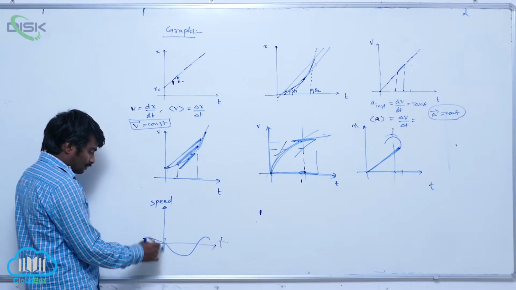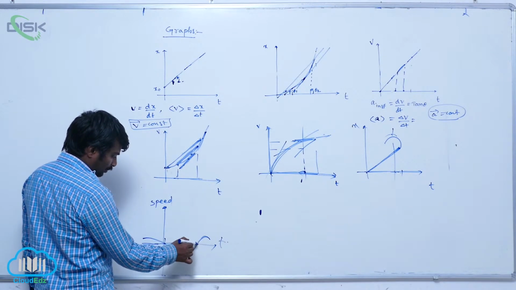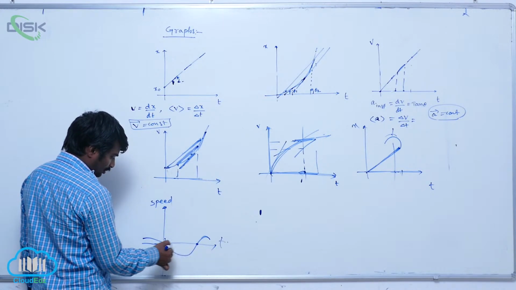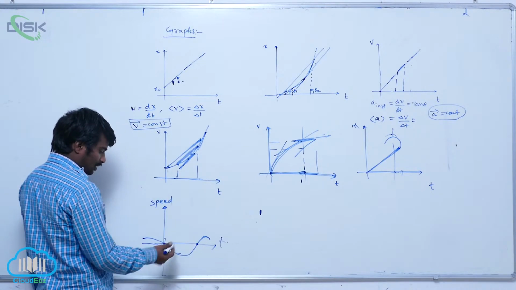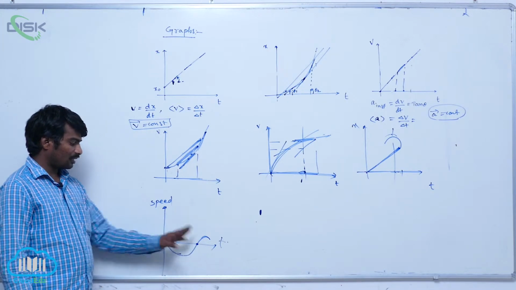But here, as far as the graph from here to here is concerned, it takes a negative speed. So it is not possible. That's why this graph is also not possible.